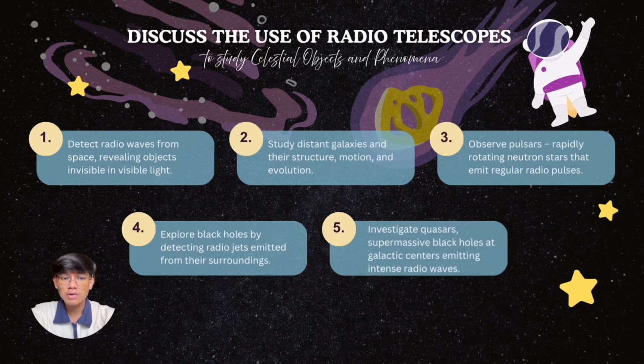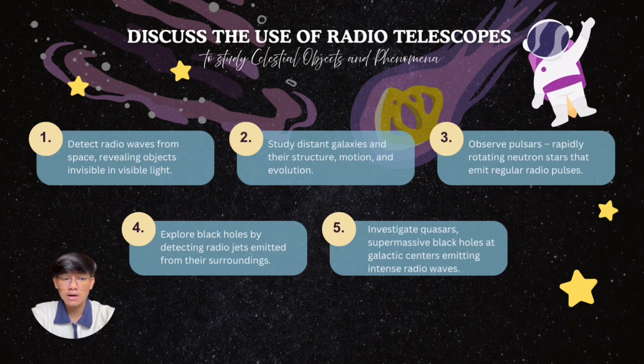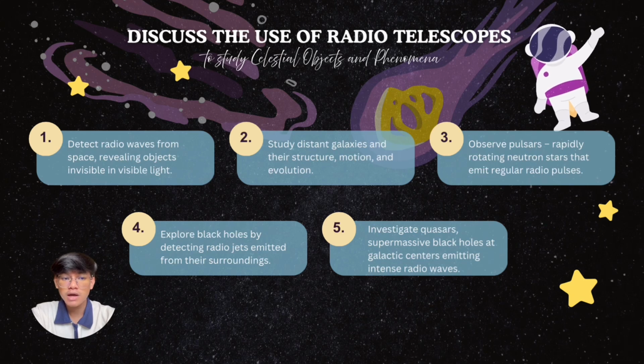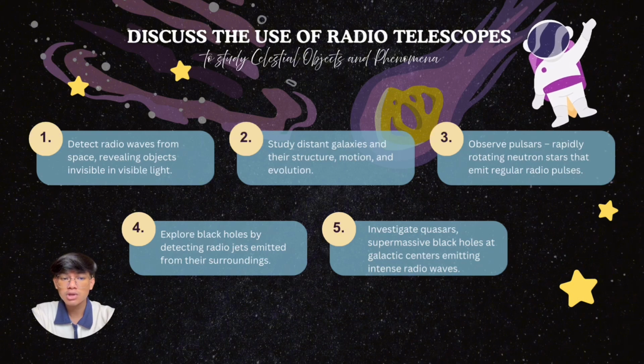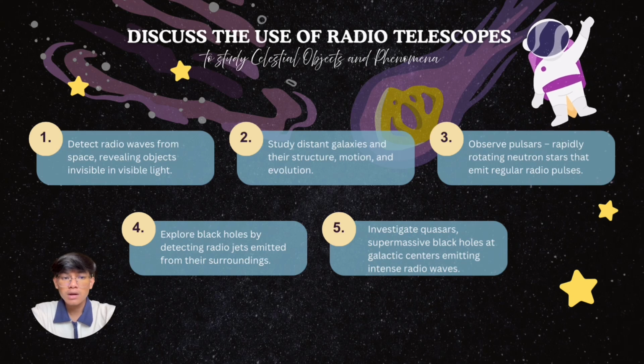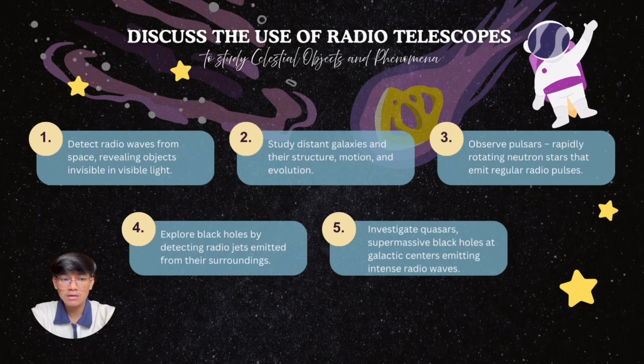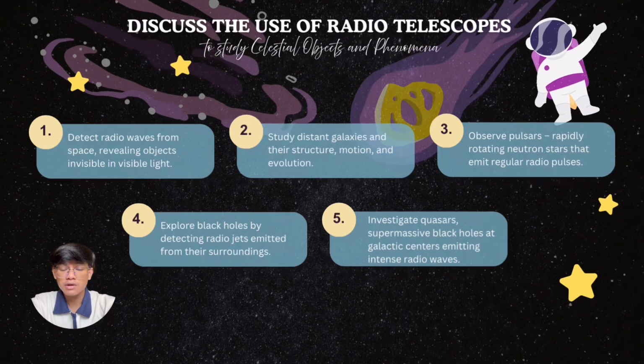The next one, although we cannot see black holes directly, we can observe the radio jets they emit and learn more about what happens around them. The last one is we study quasars, which are bright, powerful objects at the center of galaxies. They give off strong radio signals due to supermassive black holes. Radio telescopes help us uncover the hidden universe, from galaxies and pulsars to black holes and quasars. They play a key role in modern space research.